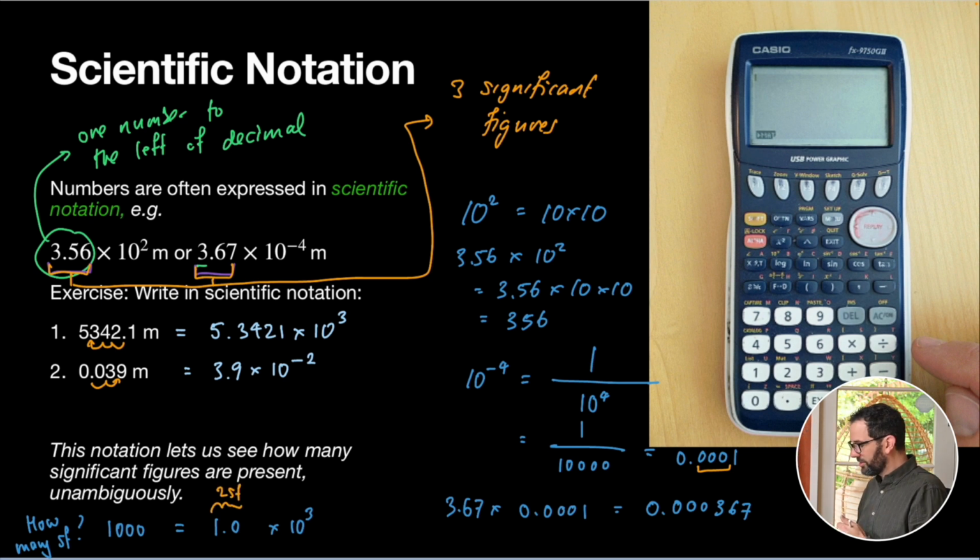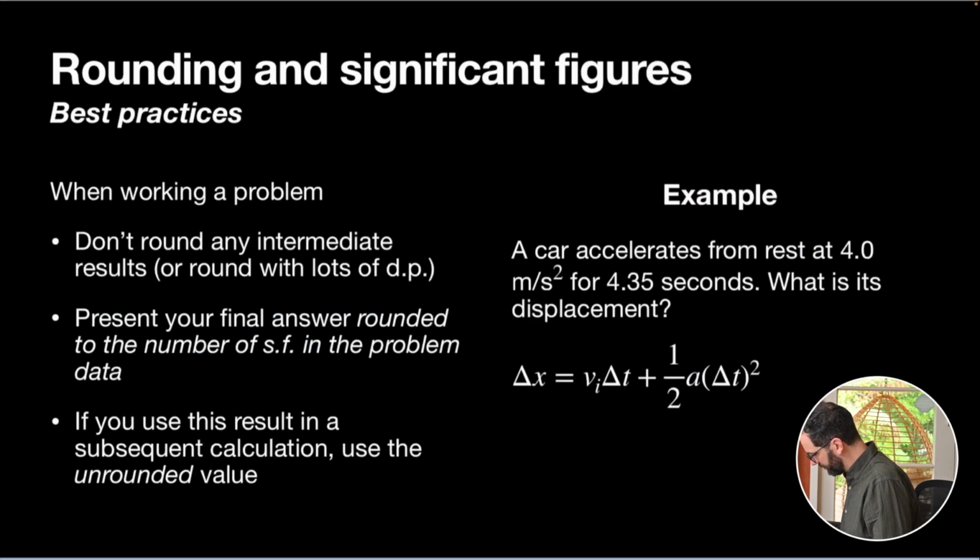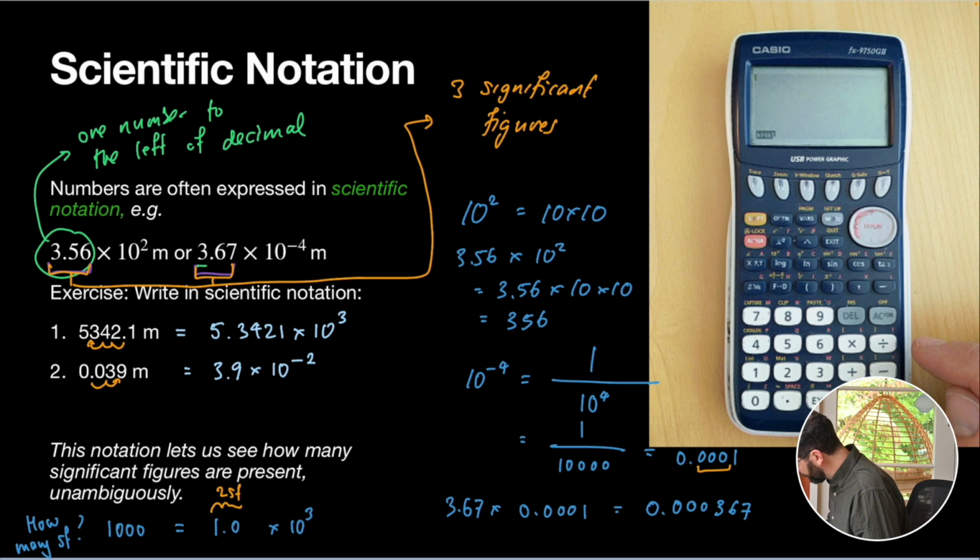So scientific notation is quite nice for helping us understand how many significant figures there are. The other thing I'd say about these powers of 10: if I've got 2 numbers and I'm going to multiply them together, say 2.3 times 10 to the negative 4 times 5.6 times 10 to the positive 7.